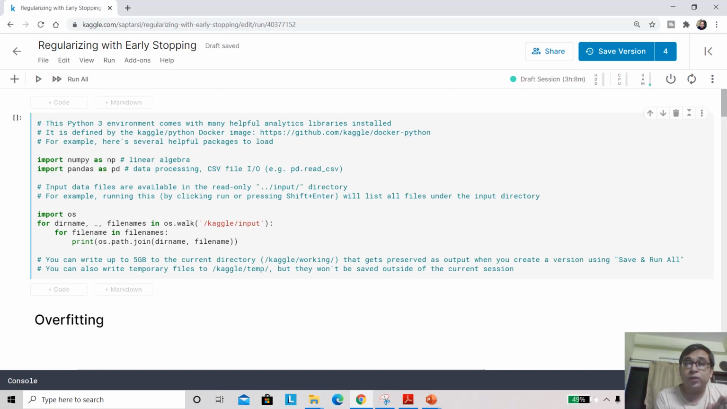So today we are going to discuss regularization with early stopping. This is a hands-on session, so it will be done using our Kaggle notebook. This will be available as a public notebook for all of you.